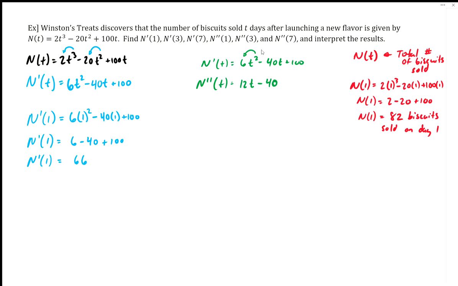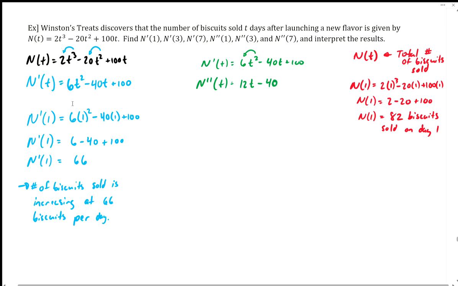Okay, so back to this n prime. That's a rate of change. So this is telling us, let's write it like this, that the number of biscuits sold is increasing at 66 biscuits per day. Okay, so that's what that represents. And that's what all these other n primes will represent.